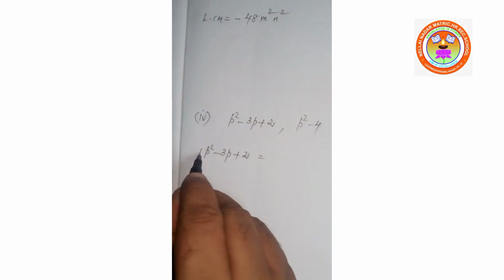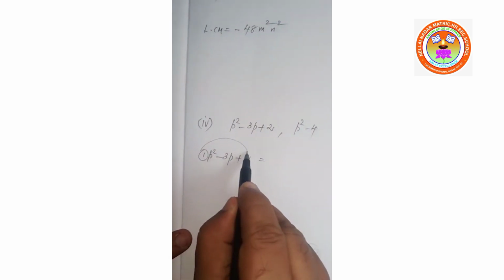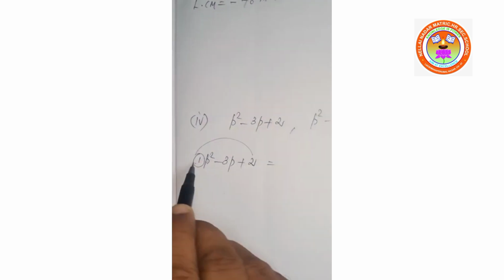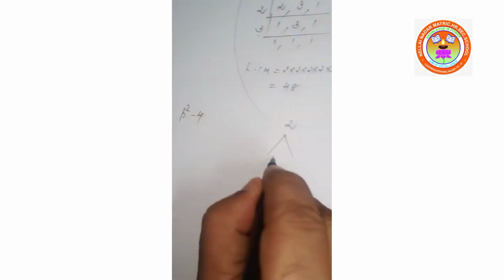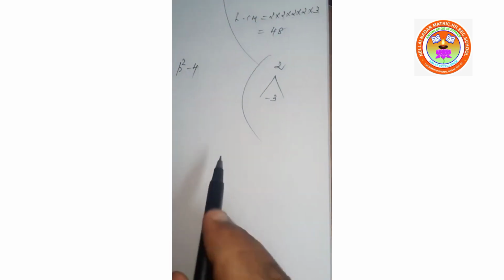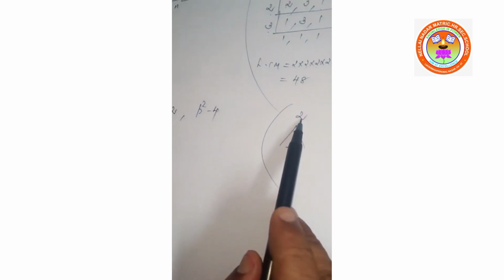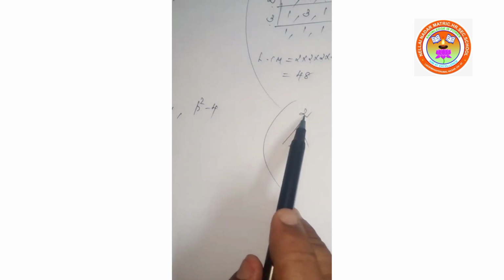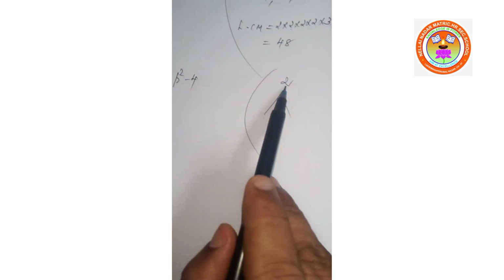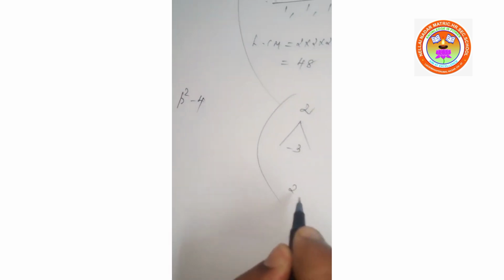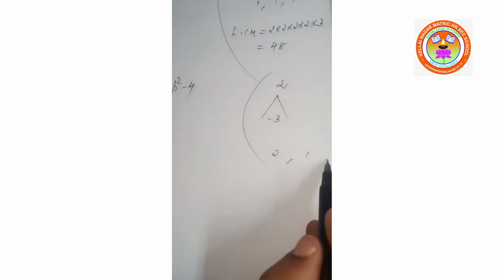What is the coefficient of p square? 1. 1 into 2, 1 into the constant, that is equal to 2. And the coefficient of p is equal to minus 3. Right? Minus 3. See, you have to find two numbers. Product of the two numbers equals 2, and sum of the same two numbers equals minus 3. For getting 2 in product, definitely you will write 2 and 1. Correct? 2 1s are 2.